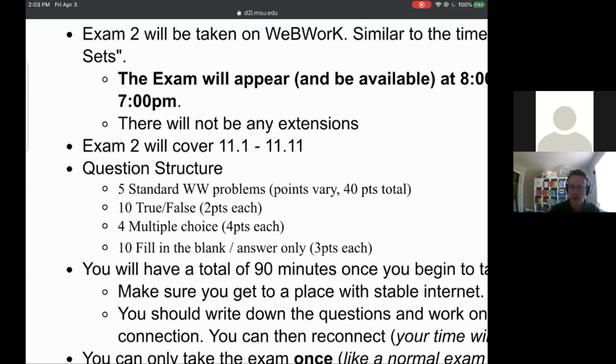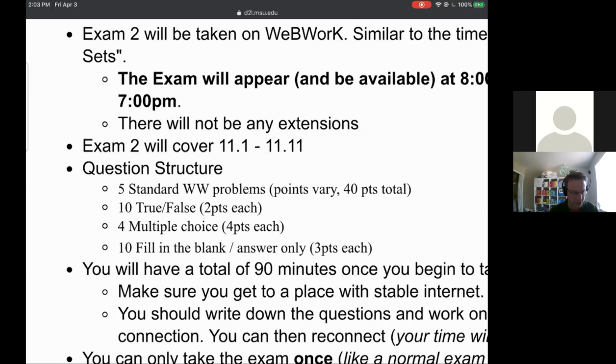As far as the question structure, this is the new bit that we got to add just before class. There'll be 5 standard WeBWorK style questions. These are basically the standard response, as close as you can get to that with an online computer system. They're WeBWorK problems, and maybe you get some partial credit. There are various answer boxes and opportunities to get some partial credit. So that's going to be 40 points total.